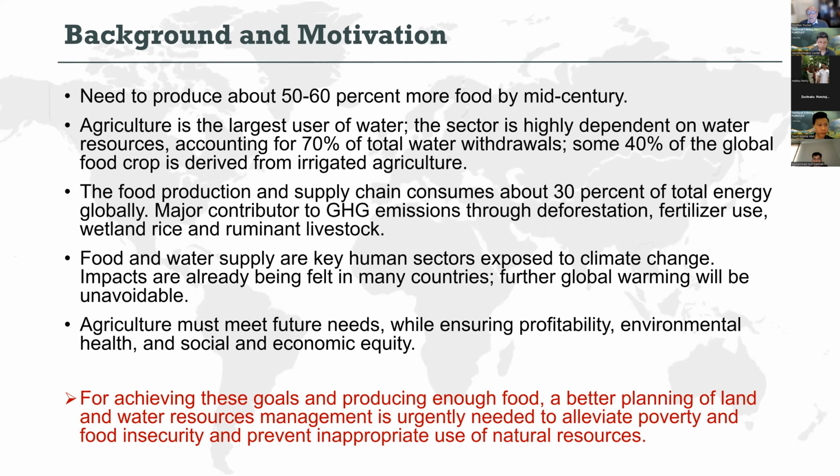At the same time, agriculture must meet future needs while ensuring profitability to farmers, environmental health, and also social and economic equity. And with the background of all these topics and issues, for achieving these goals and producing enough food, a better planning of land and water resources management is urgently needed to alleviate poverty and food insecurity, and to prevent inappropriate use of natural resources.